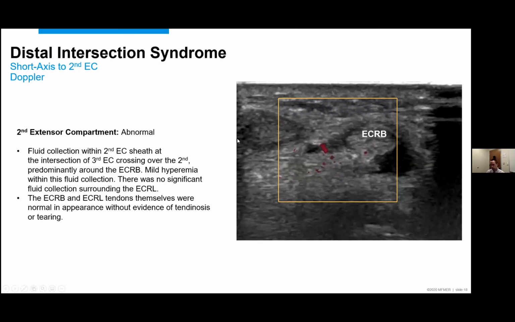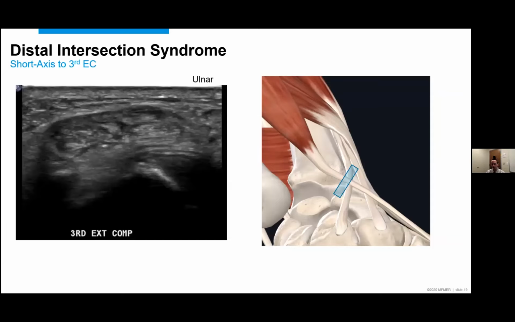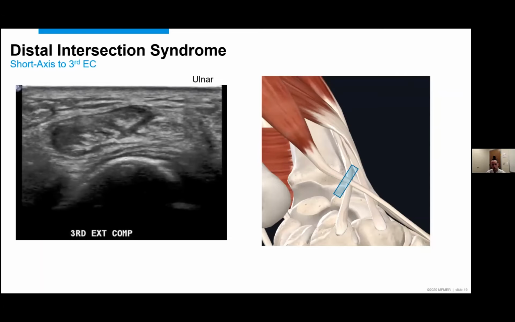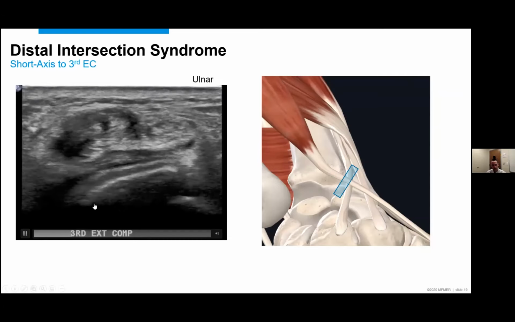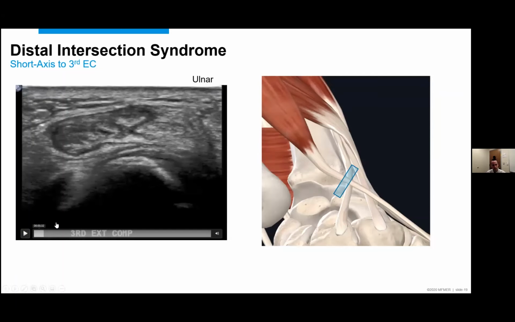So we scanned, trying to keep the probe as perpendicular to the second extensor compartment as possible. We're going to do the same thing, trying to keep it perpendicular to the third extensor compartment, which is a little more difficult because these ones go in a more pure up and down plane, whereas this one is obliquely crossing over towards the thumb. So you're going to translate or rotate the probe in this orientation. And I'll restart this.